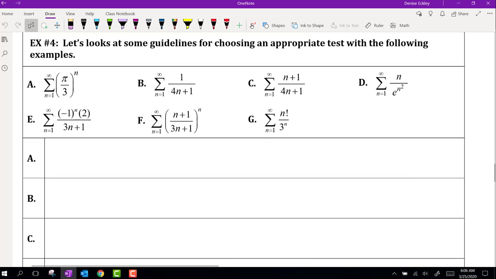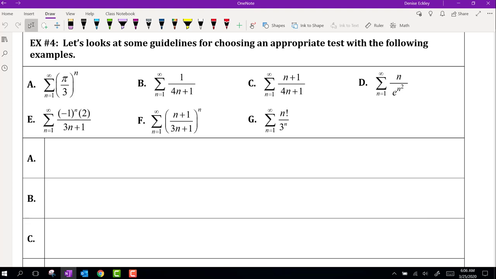So in this example, number 4, we have 7 different series, and for each one of these you could use a specific series test. So the question is, can you figure out what the best one is? And again, there might be more than one choice for them, but the idea is to be as efficient as possible. So let's start with letter A.